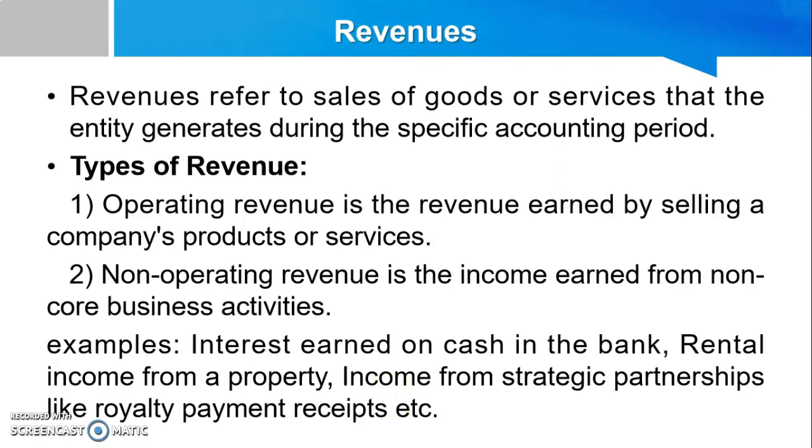Other income is the revenue earned from other activities. Other income could include gains from the sale of long-term assets such as land, vehicles, or subsidies.